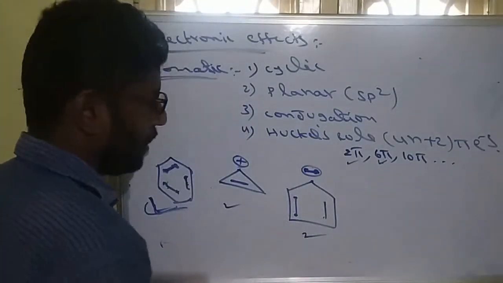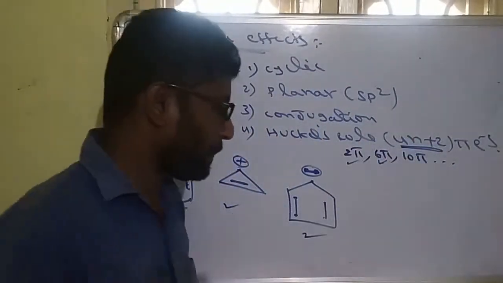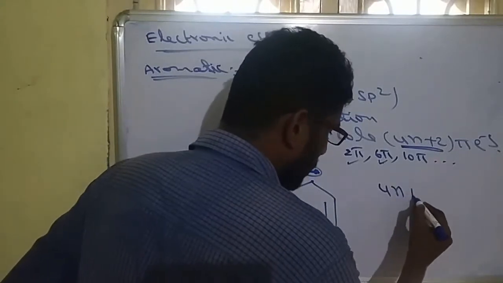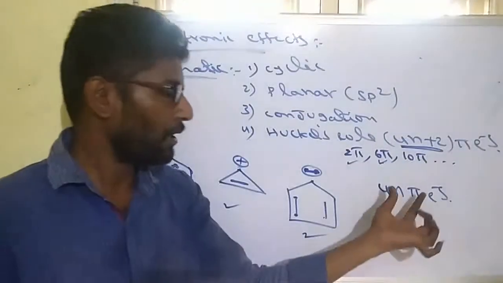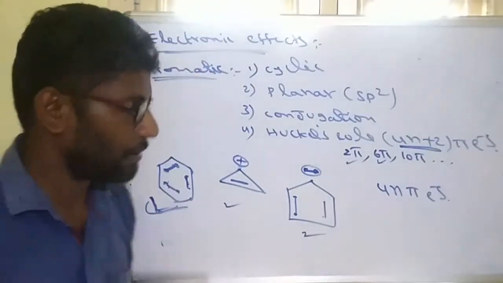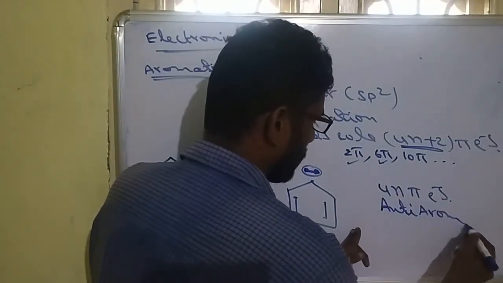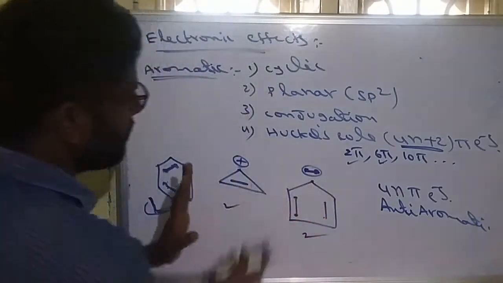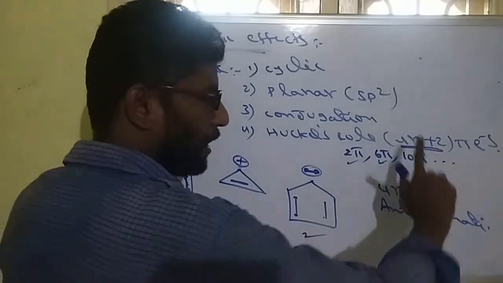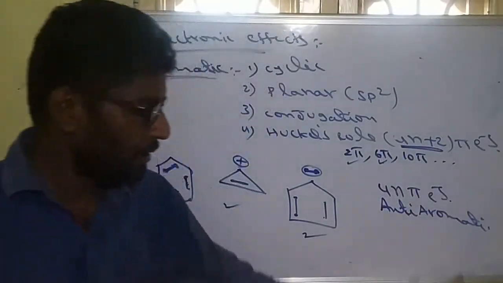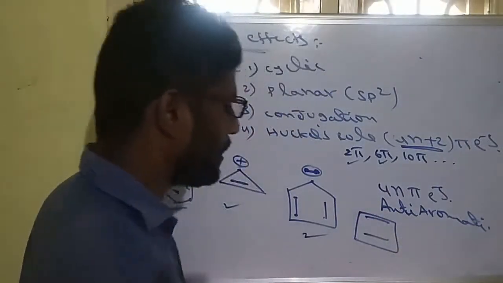Another important thing: in this Huckel rule, 4n plus 2 pi electrons are there. Instead of 4n plus 2 pi, if the molecule contains 4n pi electrons, then the molecule is called anti-aromatic. Remaining rules are the same: cyclic, planar, conjugation are common. In place of 4n plus 2, if 4n pi electrons are present, then the molecule is called anti-aromatic. For example, see this butadiene.